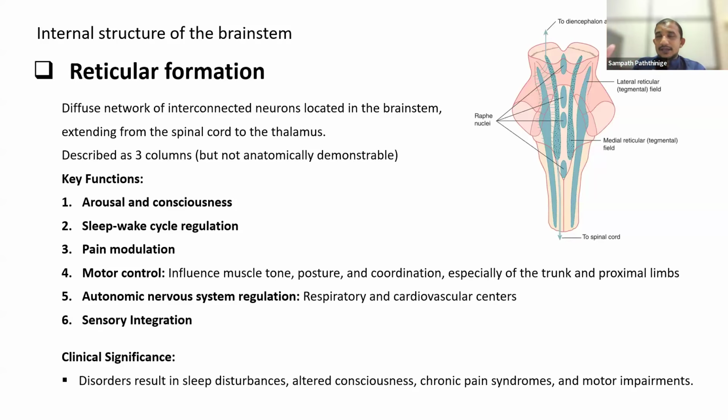And also when the reticular formation is damaged, it will affect the patient's conscious level and the patient will have sleep disturbances. So these features that we see in brainstem lesions are due to the damage to the reticular formation, right? So that is not an anatomically distinct thing, but it is a very important set of neurons in the brainstem.